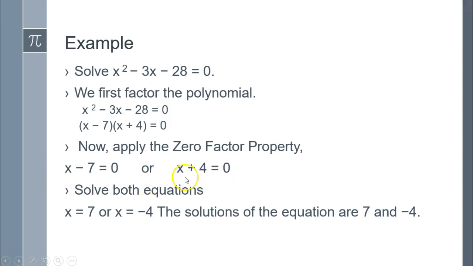Now this has kind of become my problem. I can forget about all the fancy x squareds and everything. I just look at these two things and solve each of them. I add 7 to both sides, and that gives x equals 7. I subtract 4 from both sides in this other factor, and I get x equals -4. So there are 2 solutions, and they are 7 and -4.